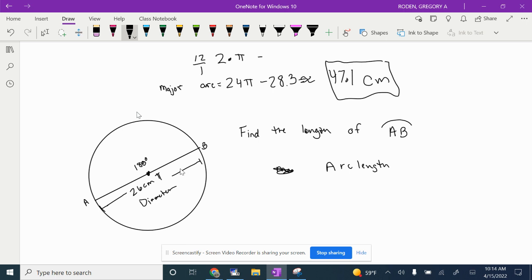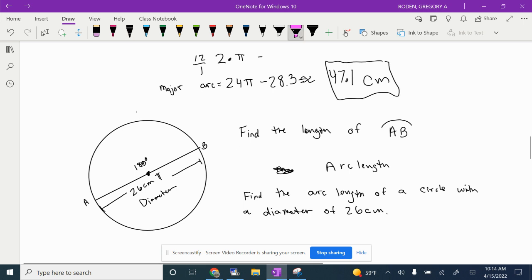So if I put this in words, find the arc length of a circle with a diameter of 26 centimeters. This is what it would be in a sentence: find the arc length of a circle with a diameter of 26 centimeters. That's what I'm finding here. You guys understand that? This 180 and this pi are not part of the diameter. Those are the assumed central angle measures. You guys understand that?